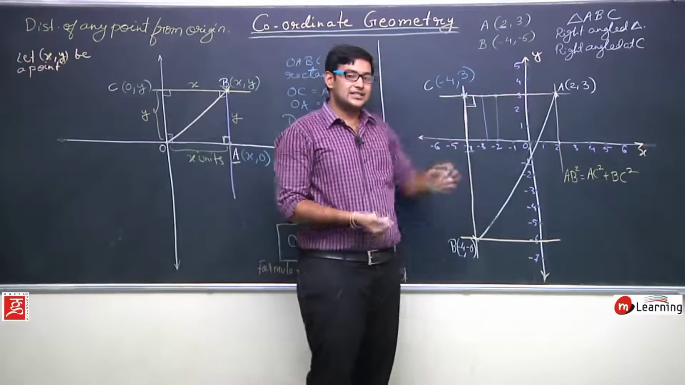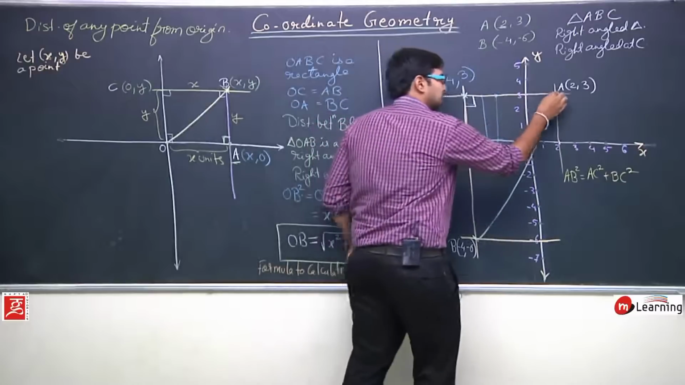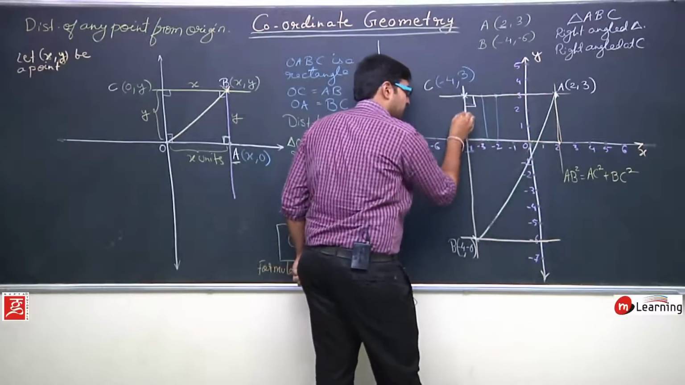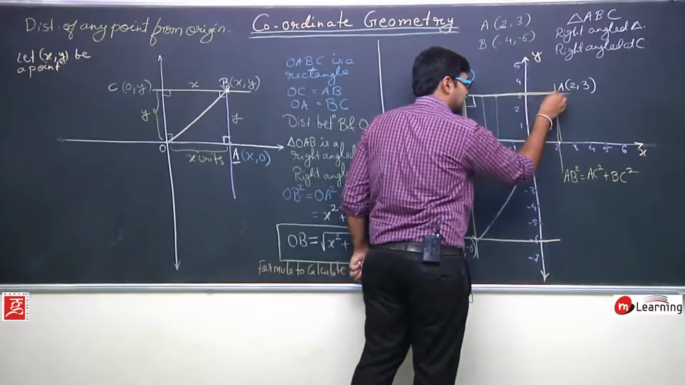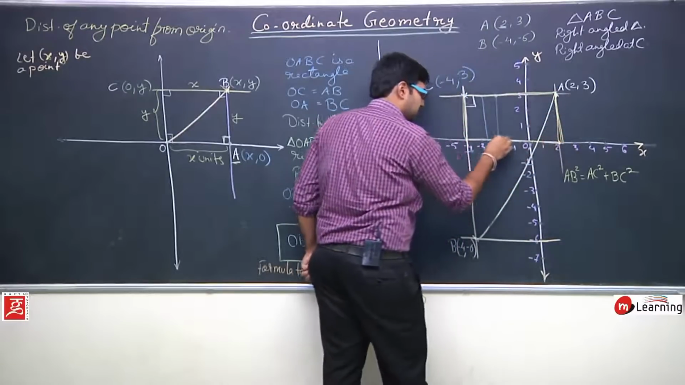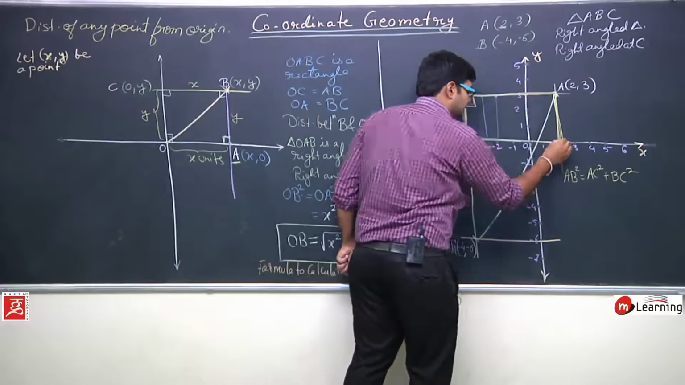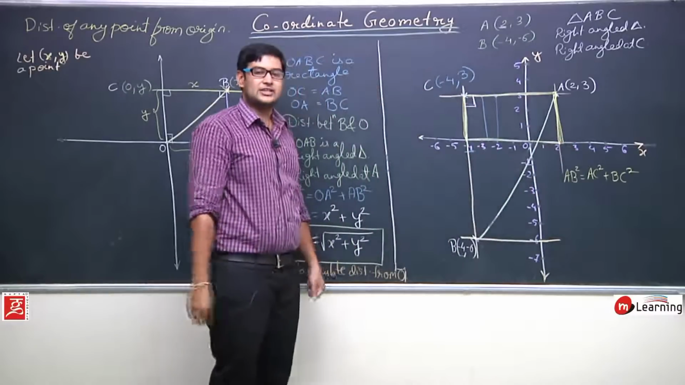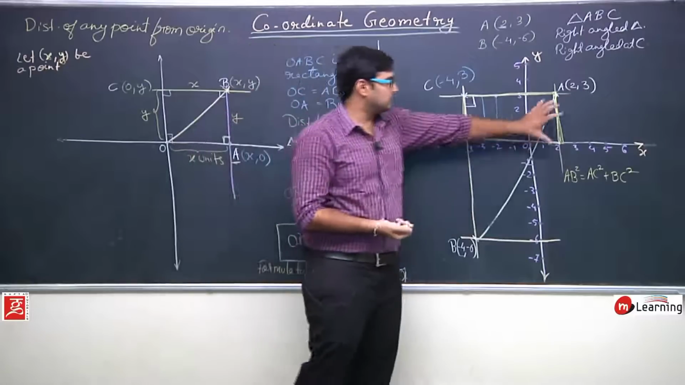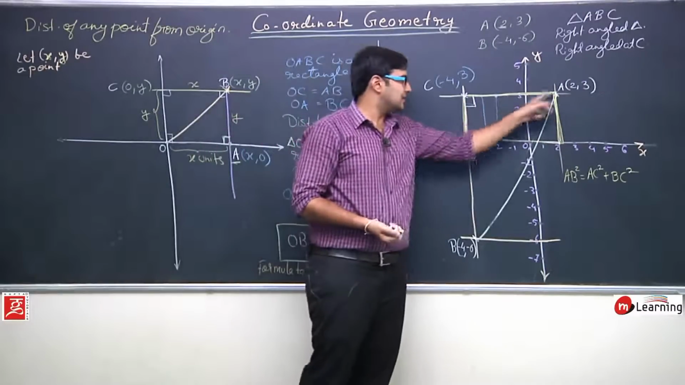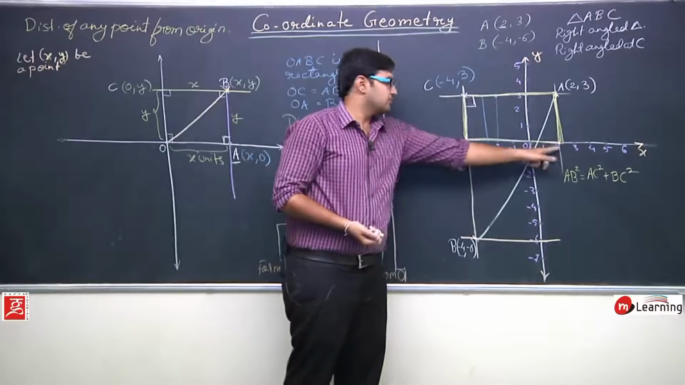You can clearly see that this figure is basically a rectangle. So the length of this line will be equal to the length of this line, and the length of this line will be equal to the length of this line.